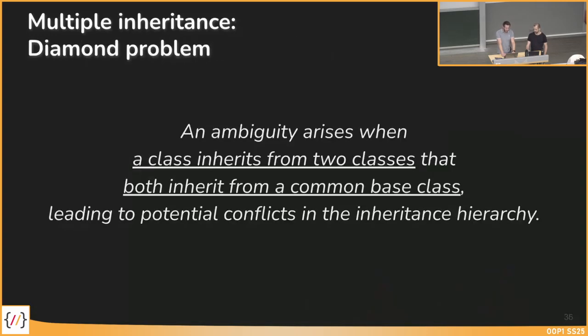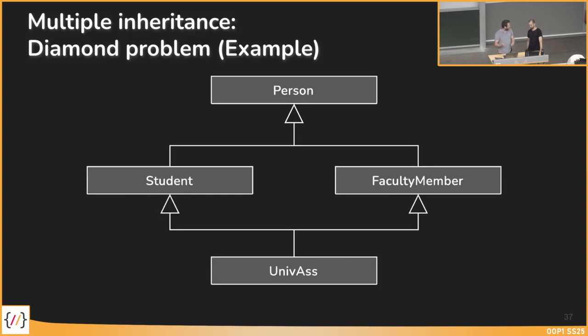And the next problem is the diamond problem. The diamond problem says that an ambiguity arises when a class inherits from two classes, so multiple inheritance, that both base classes inherit from a common base class. This leads to potential conflicts. It's the so-called diamond problem, because when we look at the UML diagram, we have some kind of diamond-like structure, with a lot of fantasy.